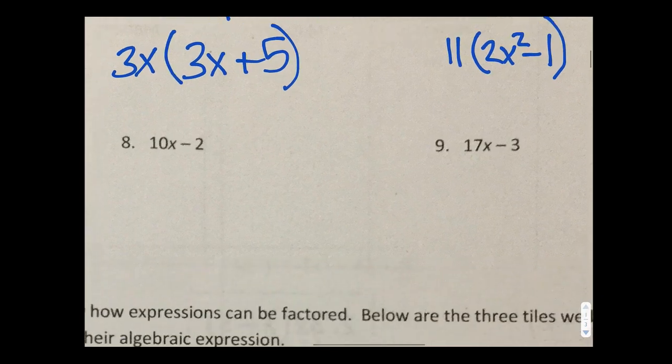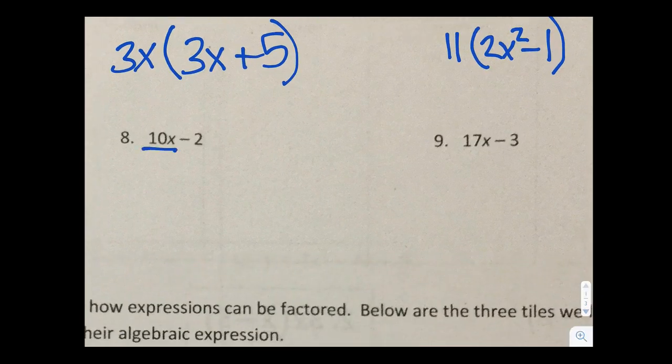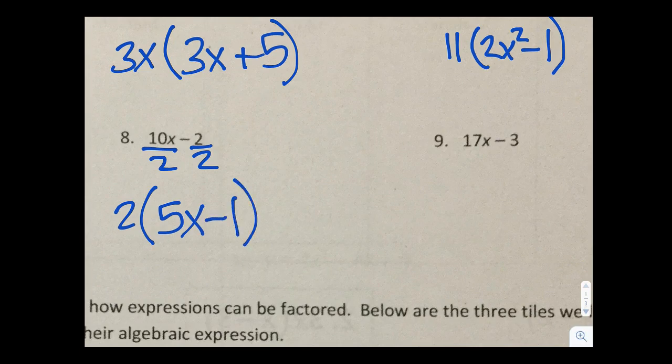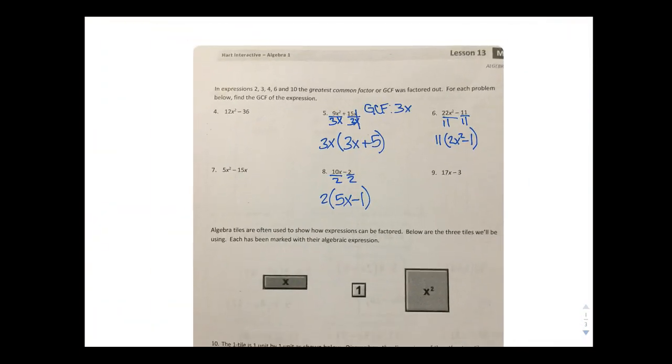8. 10 divides by 2. 2 divides by 2. That's their greatest common factor. 10 divided by 2 is 5. I leave the x, and I get minus 1 right there. Okay, so that should cover everything.